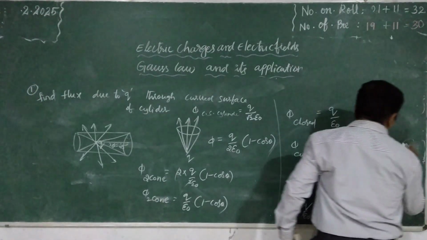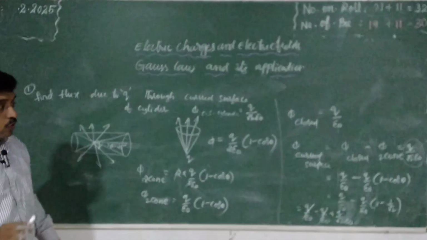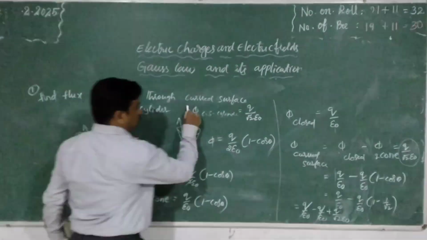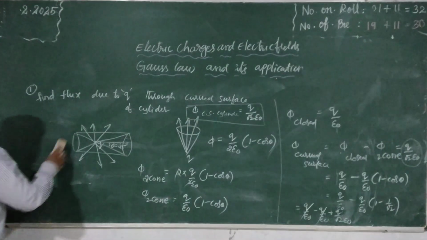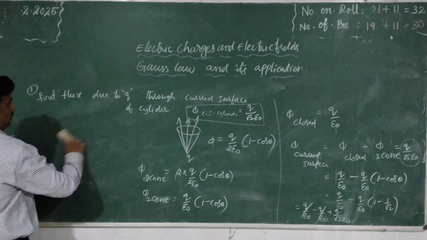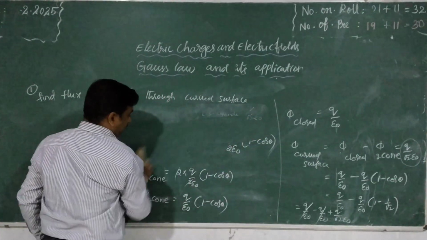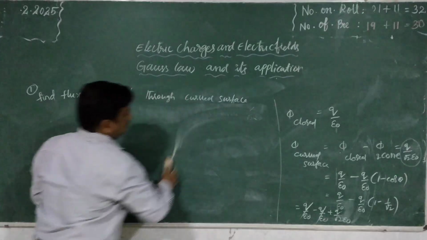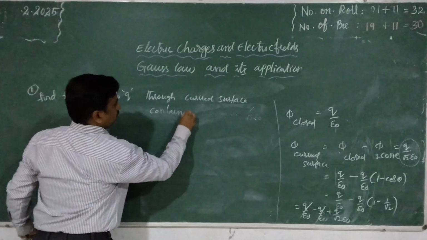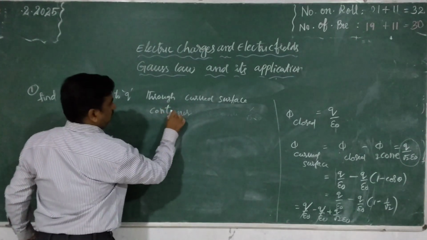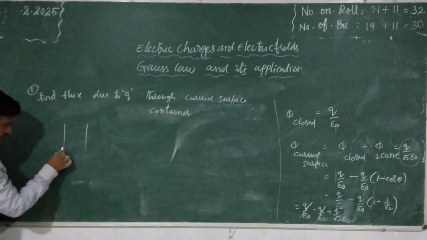What is the flux through the curved surface of the cylinder now? q by root 2 epsilon naught. This is the answer. Now see one more. Find the flux due to q through the curved surface of the container. See, this is the container.